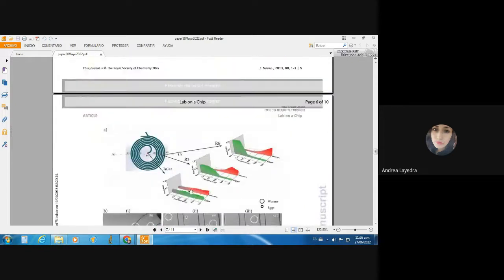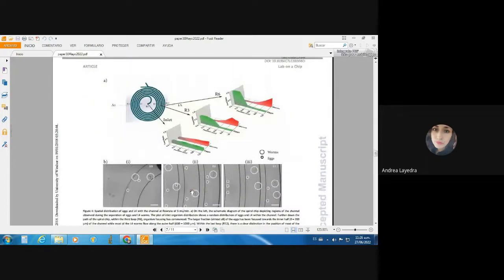Okay. And here, this figure shows the proportional distributions of the eggs and L4 worms within the channels at the inlet.